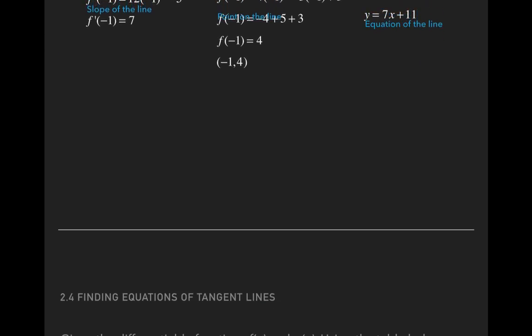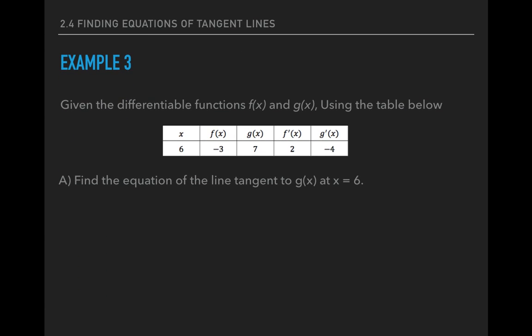All right. Example 3, we're looking at a table to give our responses. We're going to find the equation of the line tangent to our g function at the x value of 6. So we're going to take the same approach. Let's find the slope of the line first. What is the slope of our line at 6? Well, that is the derivative of our g function, and that at 6 is -4.